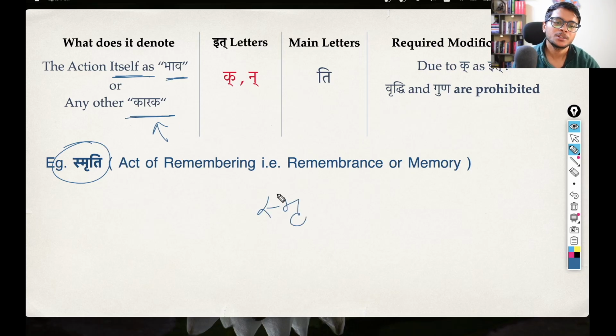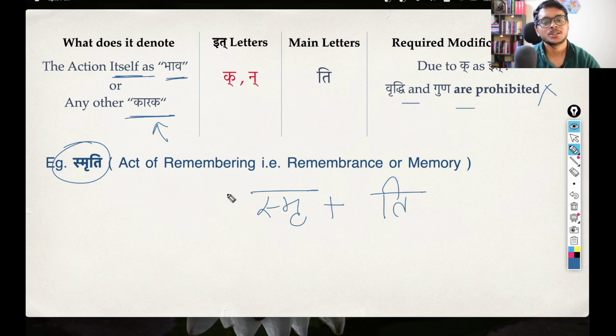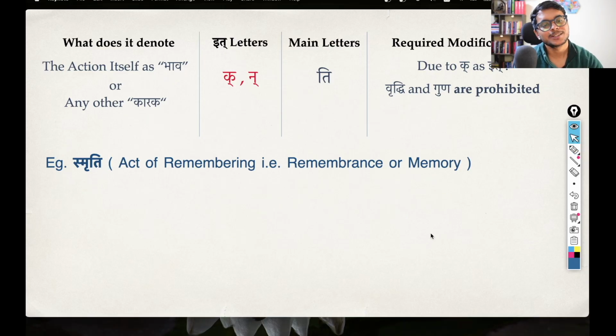And now the Vyutpatti, so it is straightforward. You have Smri Dhatu and you have Ti from this Tin Pratyay. Since Vriddhi and Guna are all prohibited, this Smri remains as such. Just combine it with Ti, so you have this word Smriti. Now let us take another example.